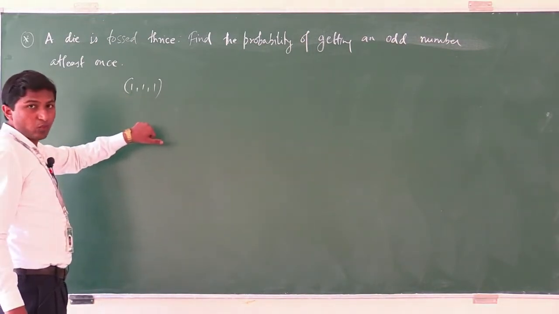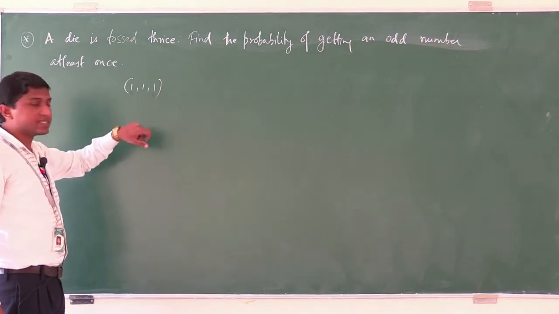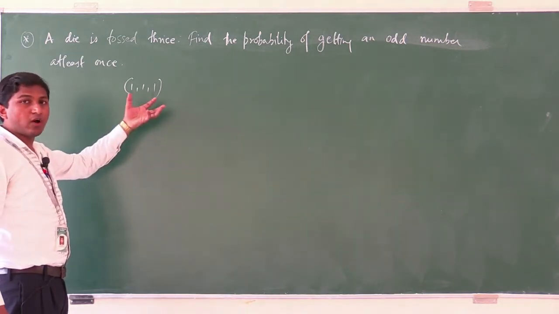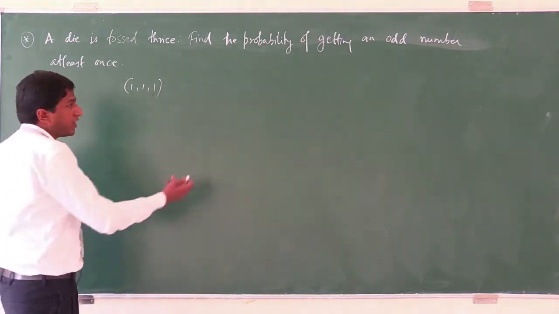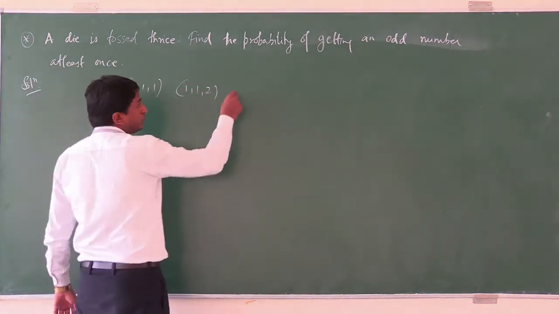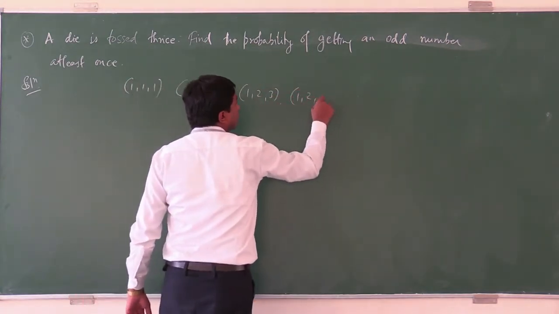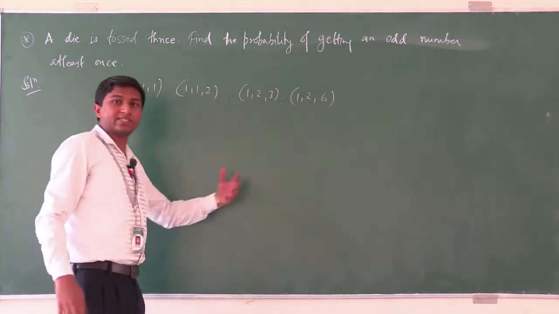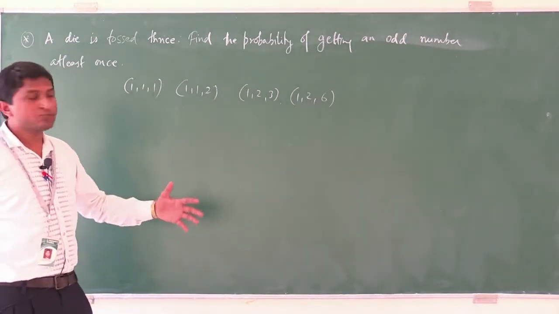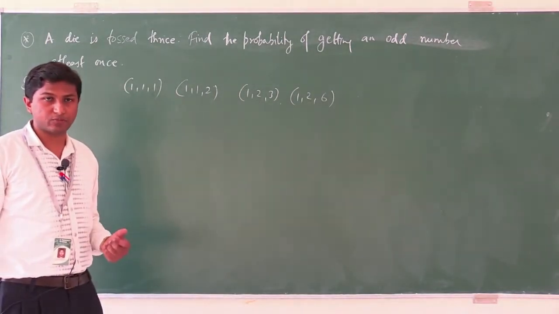The second one is representing that there is a 1 on the second, and this represents it's a 1 on the third toss, right? And you can even have 1, 1, 2, 1, 2, 3, 1, 2, 6, 1, 6, 1, right? So many outcomes will be there in the sample space, okay?